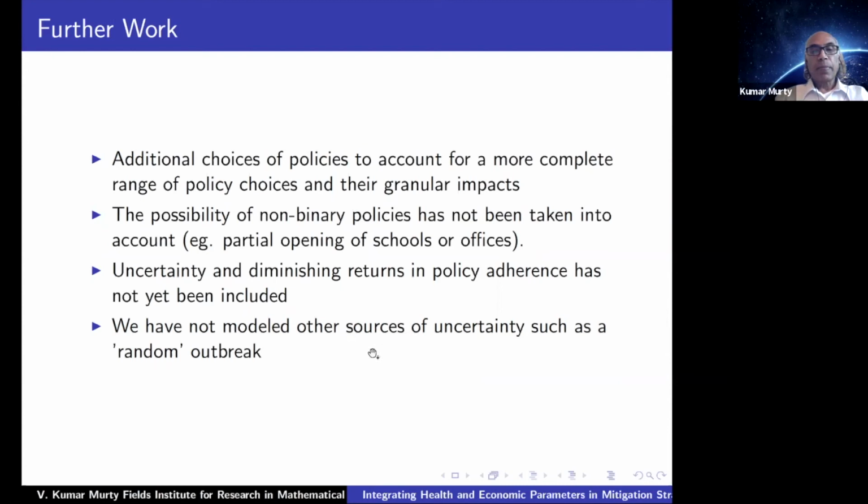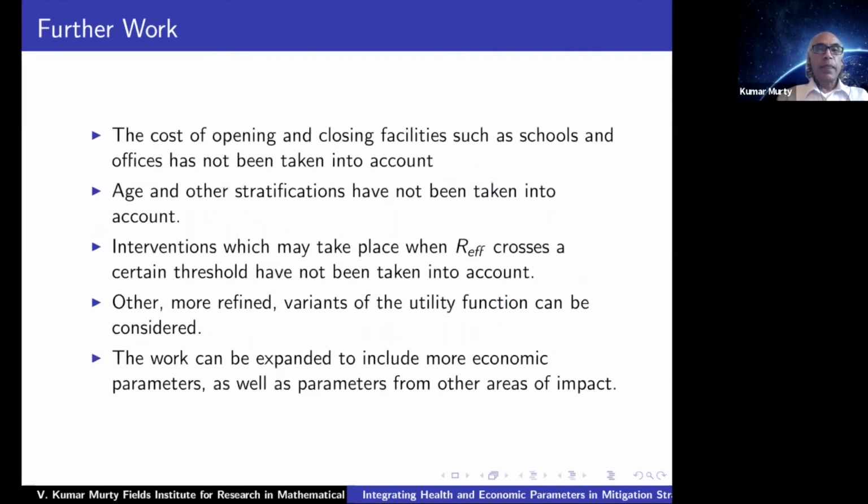And then we haven't included other sources of uncertainty, such as a random or unexpected outbreak in a community or in the population as a whole. We haven't looked at that, and that can be included.